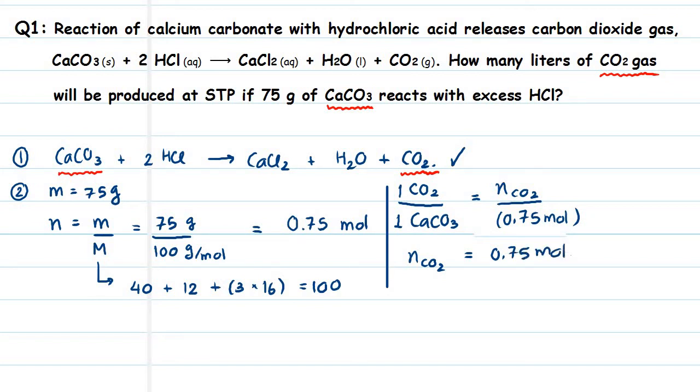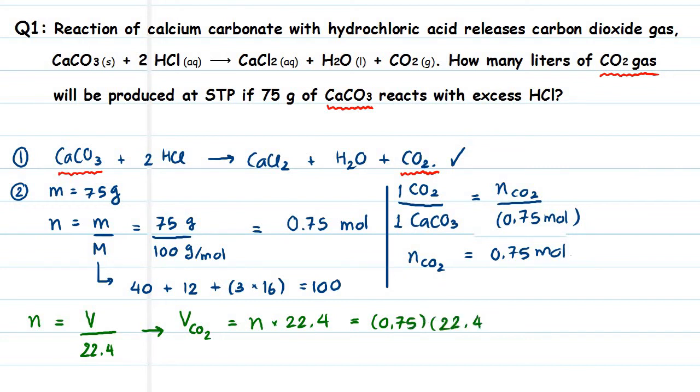But they ask us for the liter, which is volume of carbon dioxide gas at STP. We know that mole at STP is going to be equal to volume in liter divided by 22.4. So if we need volume of carbon dioxide at STP, it can be equal to n times 22.4. So it's going to be equal to 0.75 mole times 22.4, and that's going to be 16.8 liter. And that is the answer.